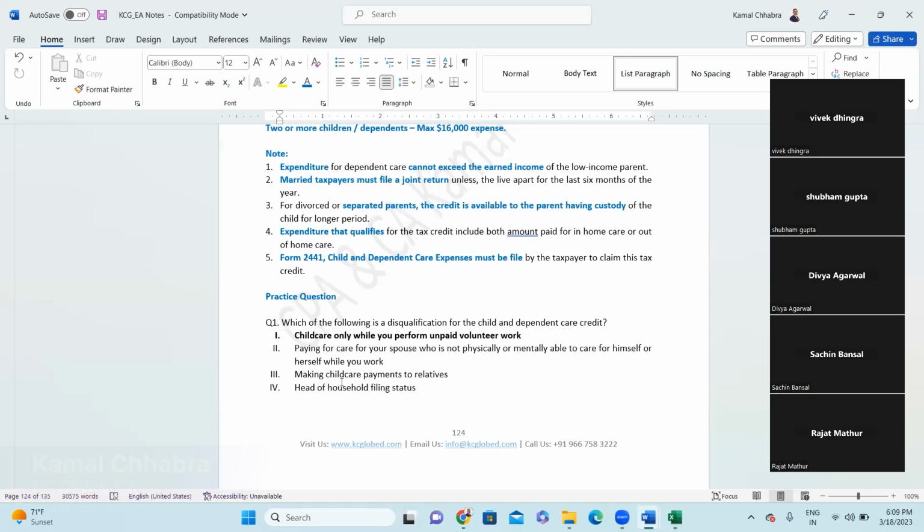Sorry, your voice is not clear. Say that again. All second, third, and fourth options are right, sir. Why? Because it is saying that it is a part of the parent. So paying for care for spouse who is not physically and mentally able, that is true. Making childcare payments to relatives because they will be taking care, so paying that is also true. Not able to understand your first point. Can you say that again?